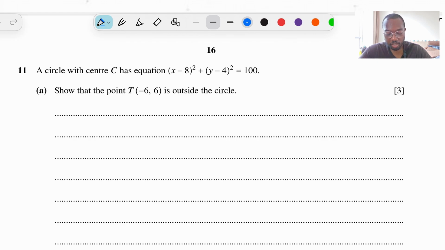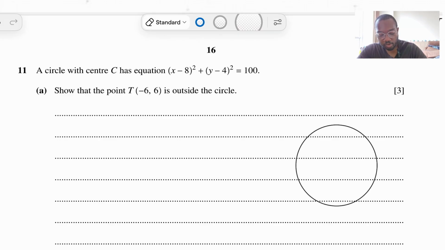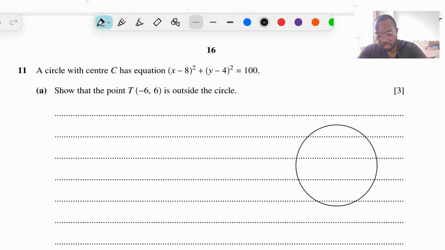So for this question here, what do we know? If we think of this circle here, let me just draw the circle quickly. What we're effectively saying is that we know the center of it. Looking at the equation, we can tell what the center of the circle is. The center is just going to be 8, 4. And we have a radius of 10, because the square root of 100 is just 10. So what we're saying is that if this point is outside the circle, then it must have a radius greater than 10. Therefore, it will be outside the circle.